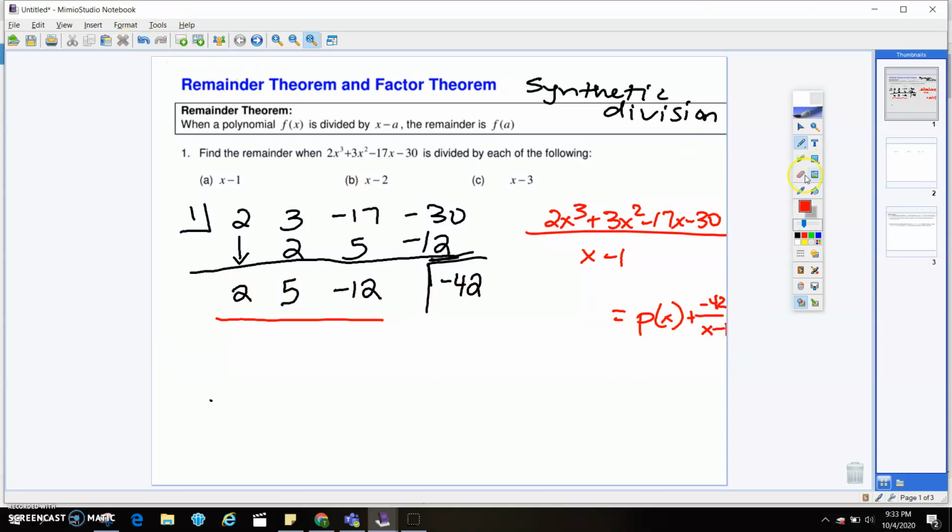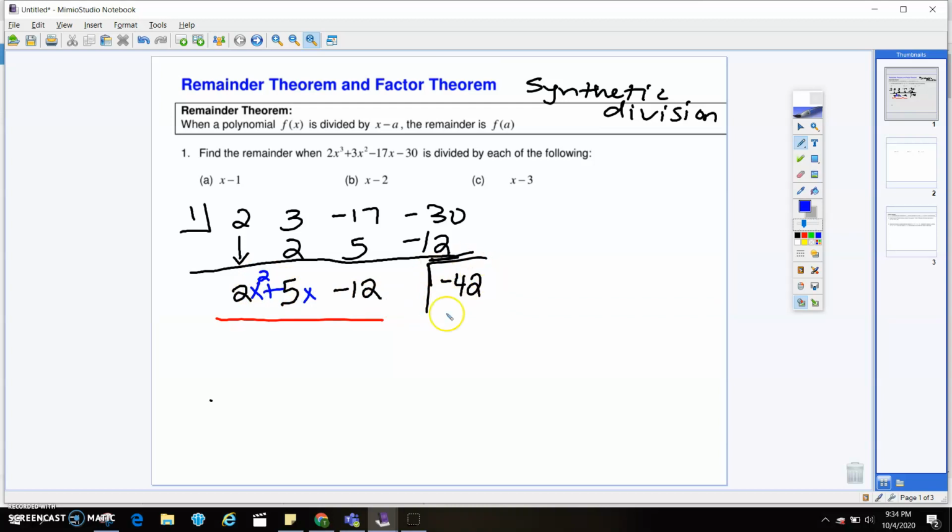Okay, so really quick, let's finish up this problem and kind of talk about what the remainder theorem actually means, because this, again, sounds a little confusing up at the top. So if you were to solve this out, you would get 2x squared plus 5x minus 12, and then you got this negative 42. Okay? So the remainder theorem says that if you took 1 and you plugged it in to this polynomial, you'll get negative 42. So let's test that theory.